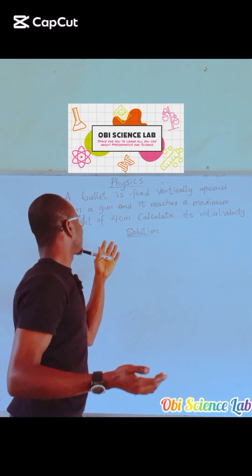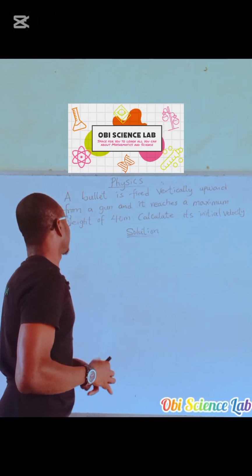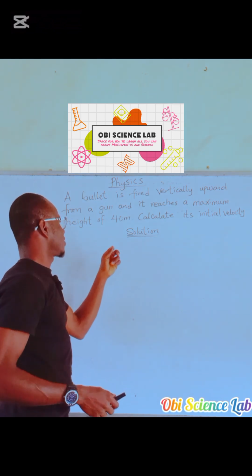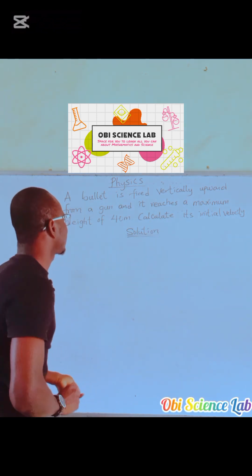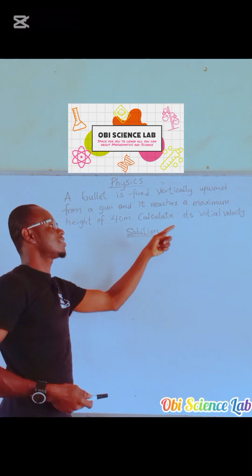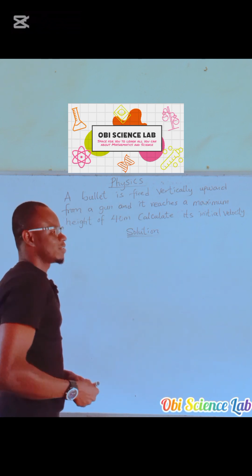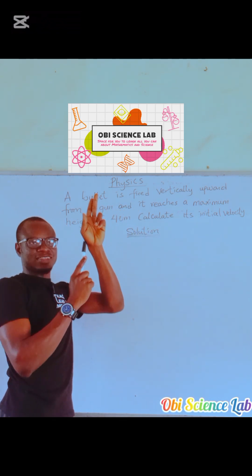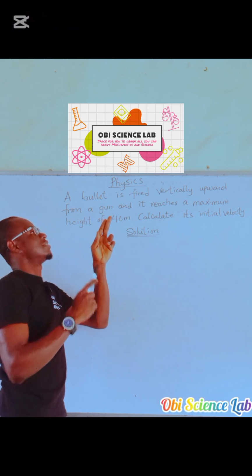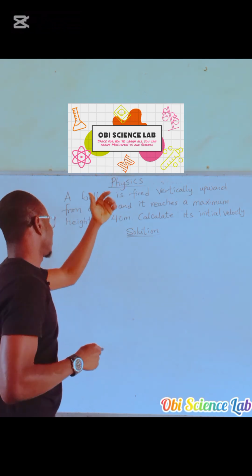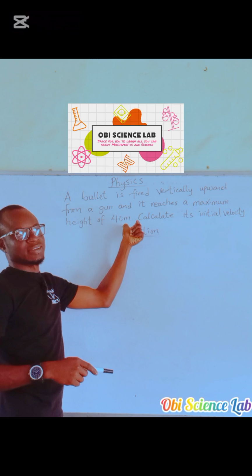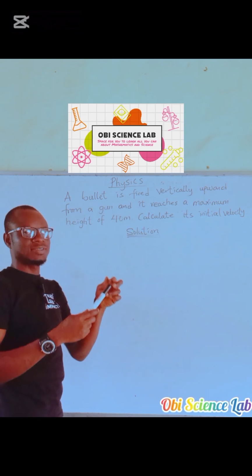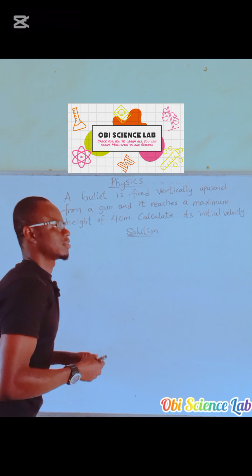Today with us is a physics question which says a bullet is fired vertically upward from a gun and it reaches a maximum height of 40 meters. Calculate its initial velocity. That's a bullet was shot vertically upward from a gun and the highest height the bullet attained is 40 meters. And we are asked to find the initial velocity, that is the velocity with which the bullet left the gun.